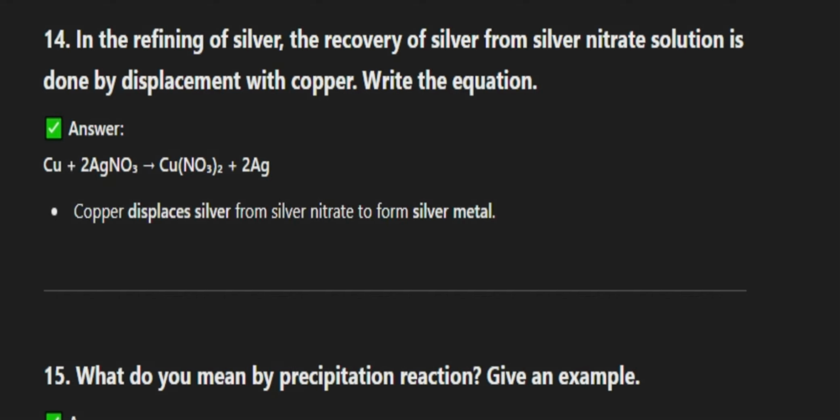14. In the refining of silver, the recovery of silver from silver nitrate solution is done by displacement with copper. Write the equation. Answer: Cu plus 2AgNO3 to Cu(NO3)2 plus 2Ag. Copper displaces silver from silver nitrate to form silver metal.